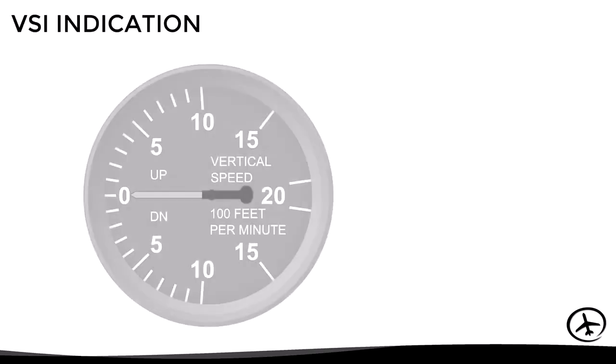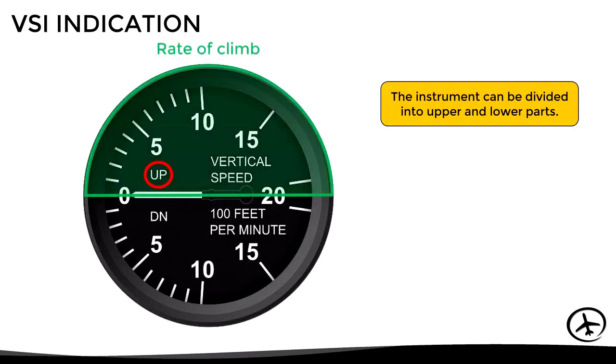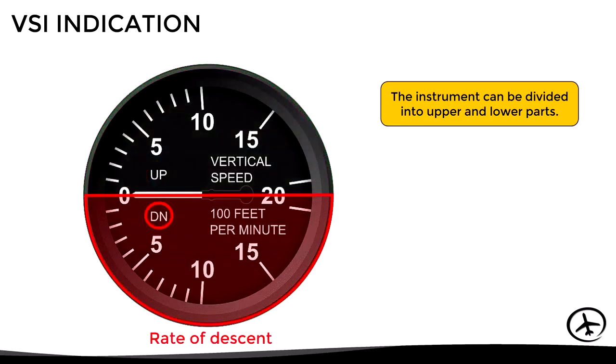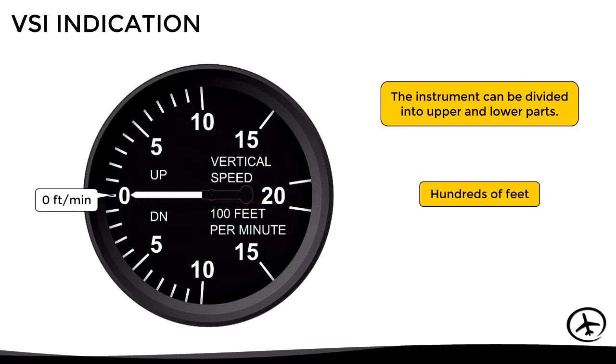The VSI can be divided into upper and lower parts. If the needle is in the upper part, it represents a rate of climb. While if it is in the lower part, it represents a rate of descent. In this particular case, each of the instrument's markings represents 100 feet. In this example, the needle is pointing to 0. Therefore, it indicates that the aircraft is in level flight at a constant altitude.